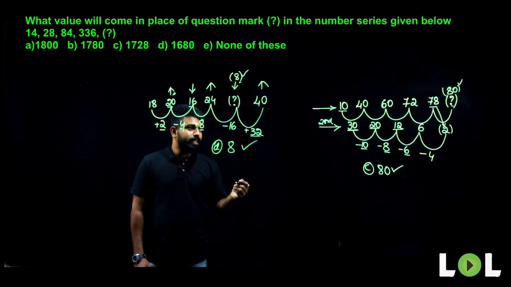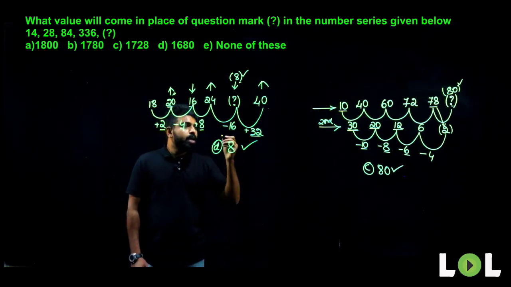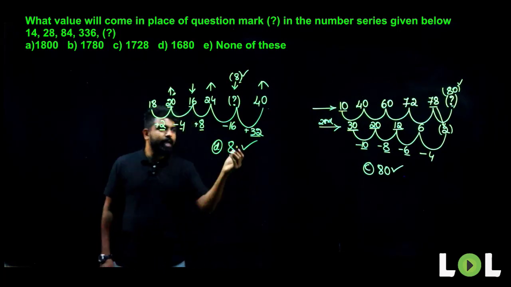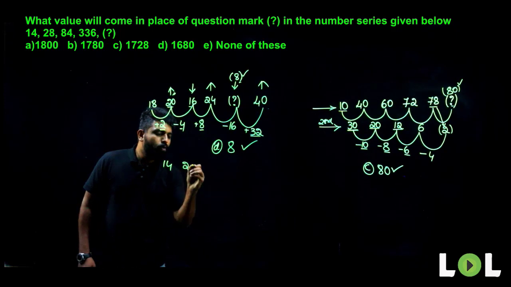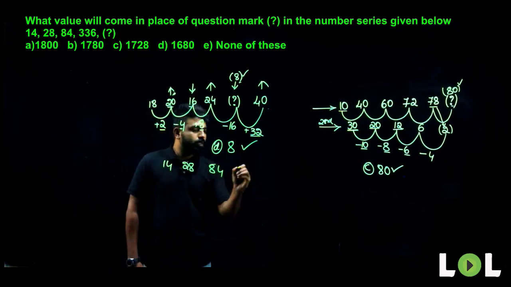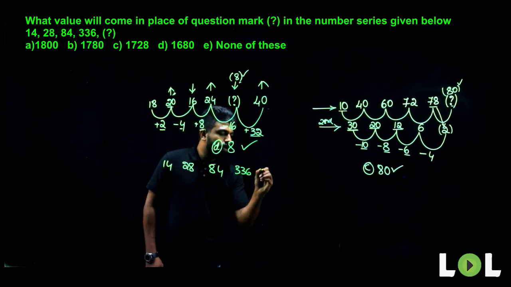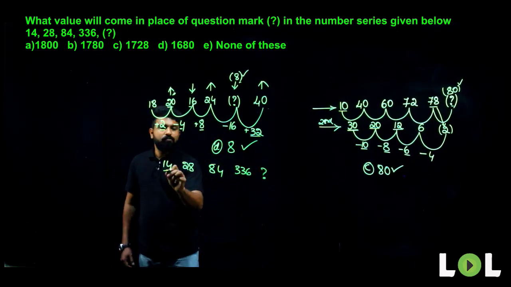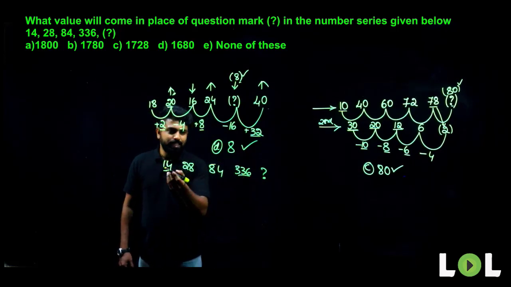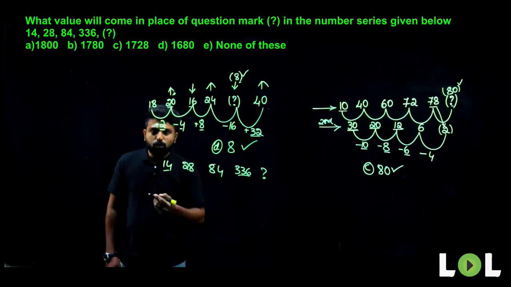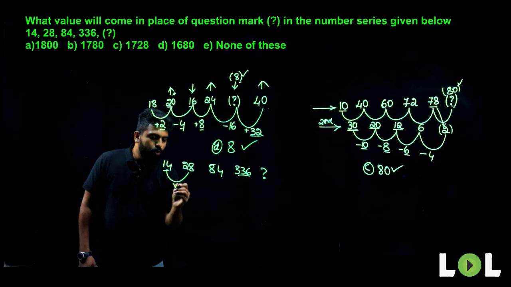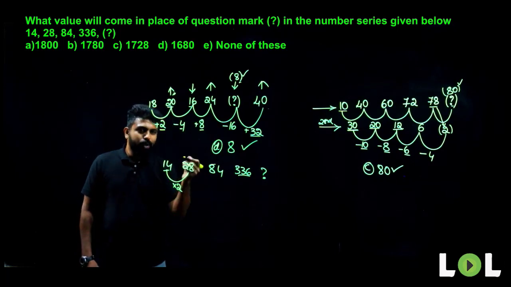The next question is 14, 28, 84, 336 and a question mark. Quickly write it down. 14, 28, 84, 336 and a question mark. When I see 14 and 336, I can get to know that there is multiplication involved, since the difference is big. Now 14 to 28. How can I go from 14 to 28? I need to multiply 14 with 2 to get 28. If I multiply 14 with 2, I get 28.